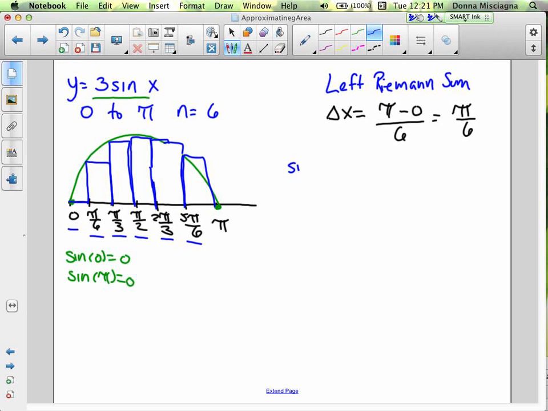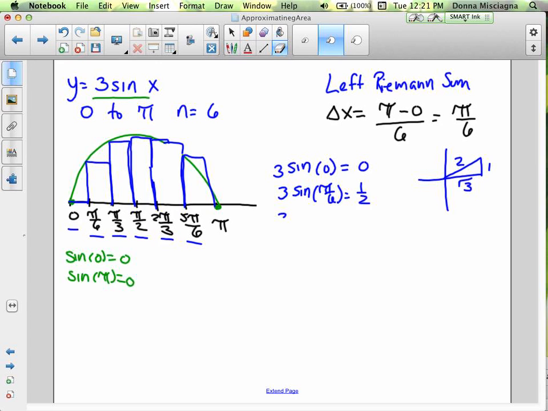So we have 3 sine 0, which is 0. Then 3 sine pi over 6. Right, so here we can draw that out. Pi over 6 is the same as 30 degrees. 1 is over here, square root of 3 is over here, and 2 is over here. So that's going to be a half. Excuse me, 3 halves, because we had to multiply by 3. So 3 times a half, just 3 halves.